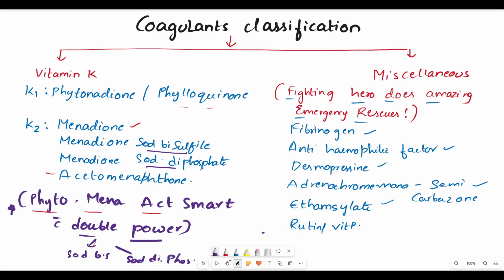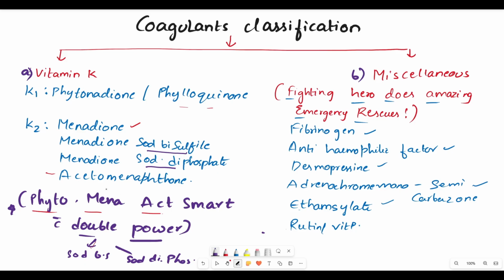So, the coagulants are divided into two main classes. So, one is vitamin K and the second one is miscellaneous. So, coming to the vitamin K class, just remember one sentence here, that is phytomina act smart with double power. So, here remember double power means one is sodium bisulfate and one is sodium diphosphate. Now, let's try to write the drugs with this sentence. So, first one is phyto. Phyto means it is vitamin K1, which is phytonadione, which can also be called phylloquinone. And the next one is Mina, that is vitamin K2, which is called menadione.